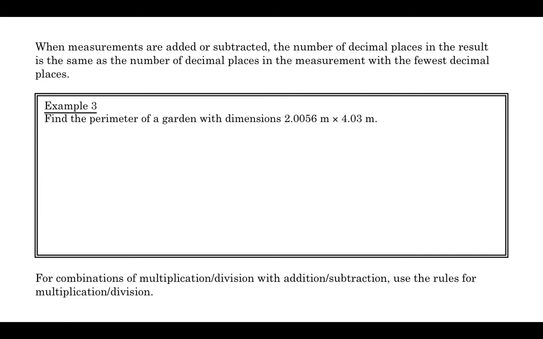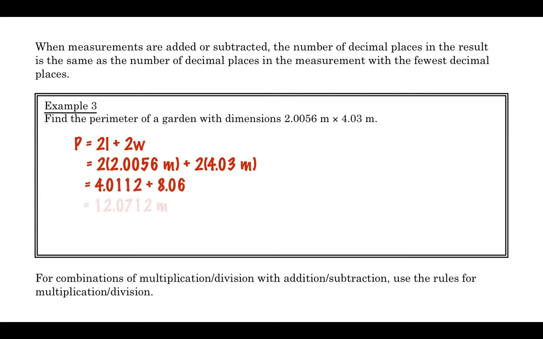So here, what's the perimeter of a garden with these dimensions? Well, we know the perimeter is 2 times the length plus 2 times the width. So we get 2 times 2.0056 plus 2 times 4.03. And when we do this calculation, what we get is 12.0712. And so now we say, okay, we got 4 decimal places here. We've got 2 decimal places here. So we round the answer to 2 decimal places, 12.07 meters.